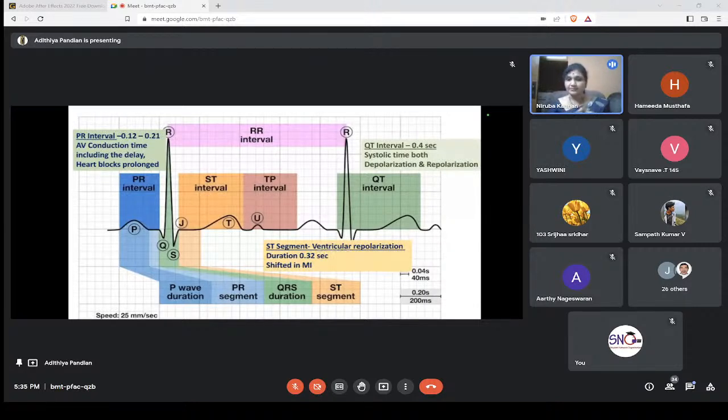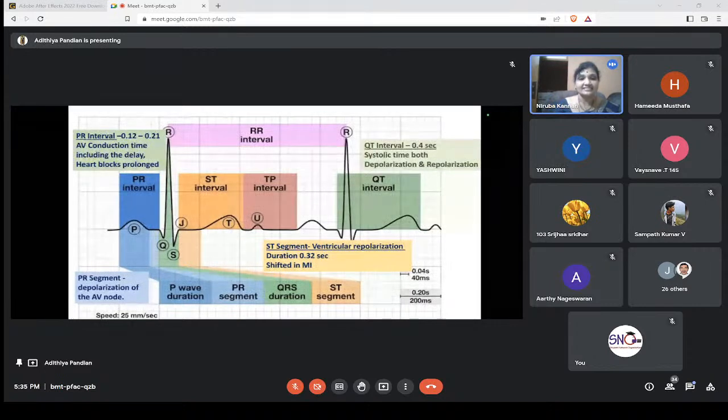Fine. What is the difference between a segment and the interval? A segment is an isoelectric line. You can see here how many segments are there. The ST segment is between the end of the S wave and the T wave. So that is an isoelectric line. Again, the PR segment is between the P and the R. That is a segment. A segment is an isoelectric line.